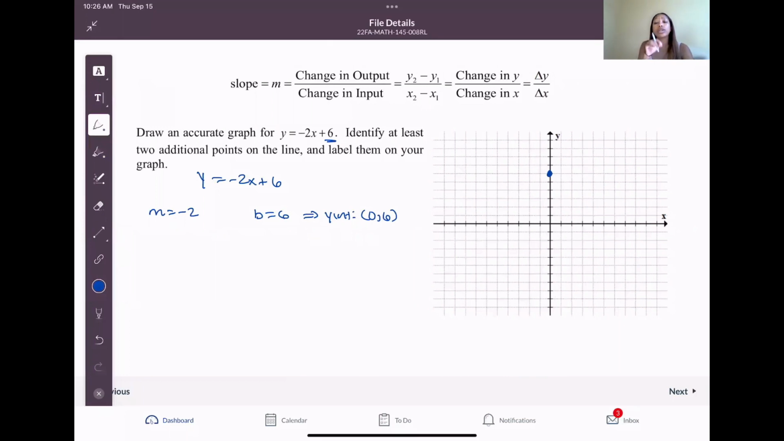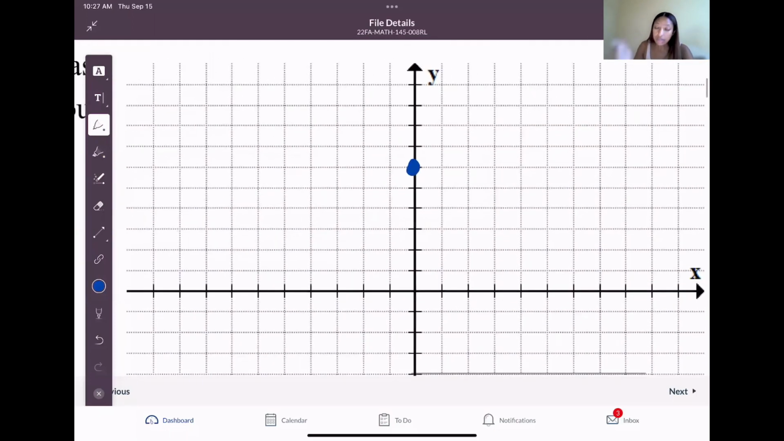Then we can use our slope to help us find additional points on the line. We should label these points as well. If the slope is -2, that represents the rise over the run, you can think of this as -2 over 1. It's your rise over run. So you will go down 2 units and to the right 1 unit to find an additional point on the line. Let's do that and then label at least 2 additional points.